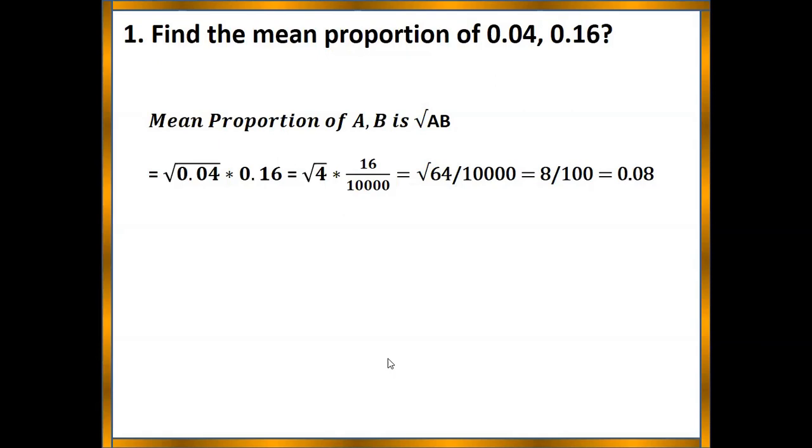Yeah, Animesh. The given values 0.08, 0.04 and 0.16 are decimal values. Better to give your answer, 2 by 25, in terms of decimal only. 2 by 25 or 0.08, both are the same. Okay. Next one.